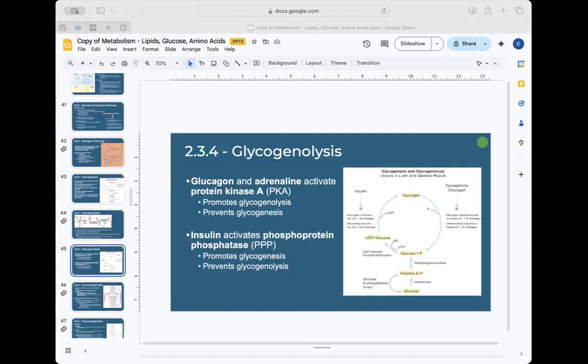Okie doke. Regulation of that, hormonal control again. So glucagon and adrenaline activate PKA. They promote glycogenolysis and block storage. Insulin does the opposite. It activates phosphoprotein phosphatase and encourages glycogenesis. I don't know why I said glycogenolysis. They're all too similar. It's a neat hormonal tug of war, basically, that depends on energy state. So fed versus fasted.